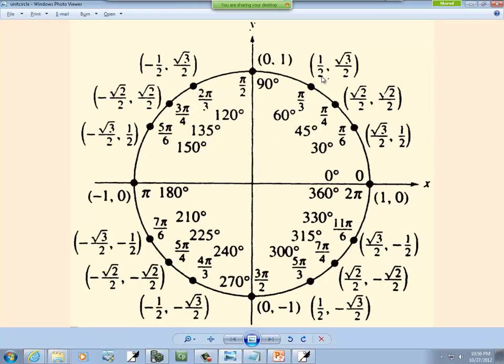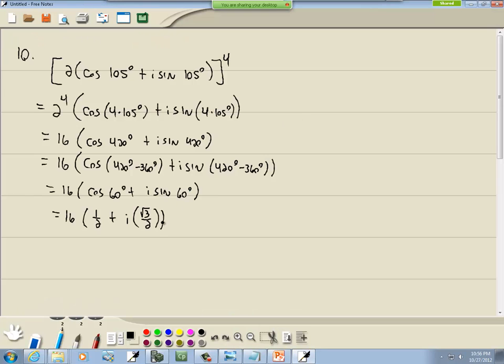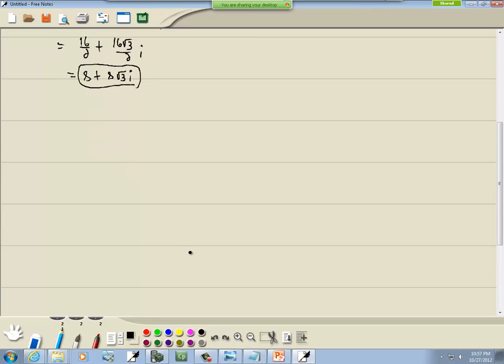Again, I'm just looking those up on the unit circle. Here's 60 degrees, cosine is 1/2, right there, and sine, which is our y, is square root of 3 over 2. Now multiply the 16 through, and we've got 16 over 2 plus 16 square root of 3 over 2 i, which gives us 8 plus 8 square root of 3 i. And that's our answer. Let me grab a drink here.